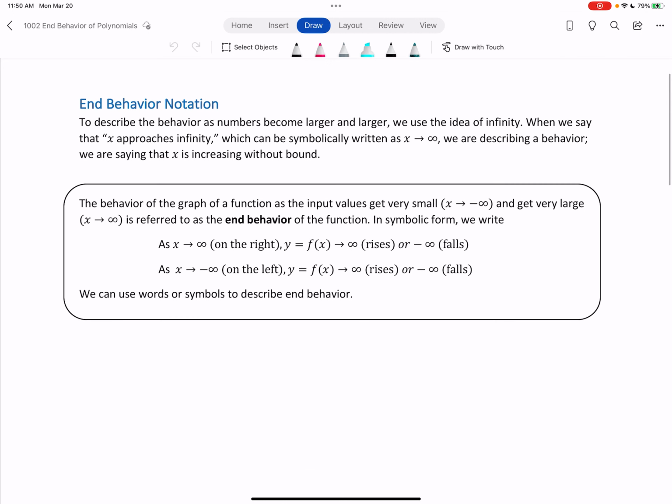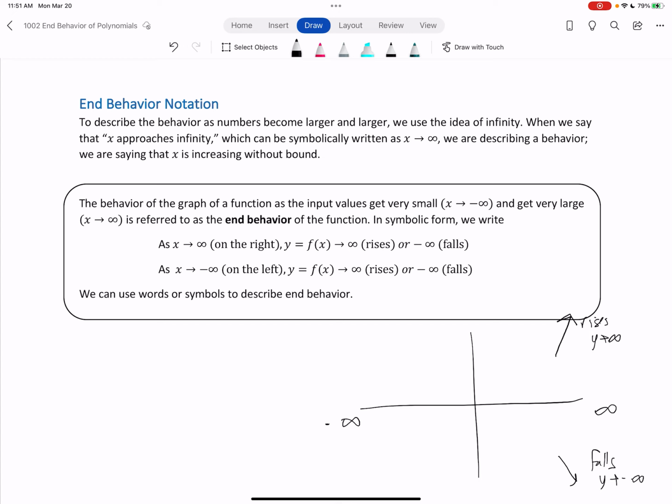So the behavior of the graph as the input values get very small, x going to negative infinity, and very large is referred to as the end behavior. So we write as x goes to infinity, which is on the right-hand side. If you're thinking about a graph, infinity is kind of over here on the right, and negative infinity is over on the left. If the graph is going up like this, we'd say it's rising, or y goes to infinity. If the graph is going down, we say it falls, or y goes to negative infinity.